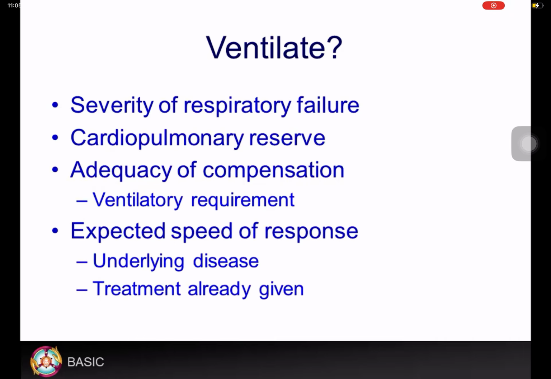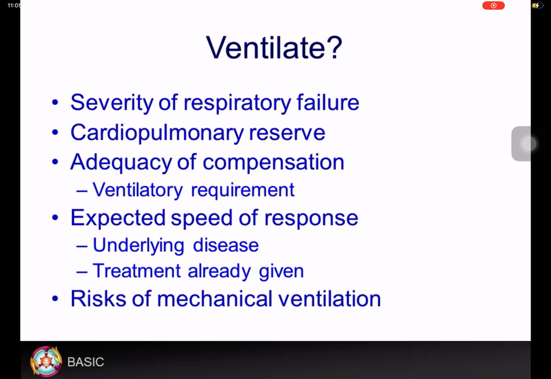Expected speed of response to treatment. This will depend not only on the underlying disease, but also on the treatment that has already been given. Thus, a patient with an acute asthmatic attack who has continued to deteriorate despite nebulized salbutamol and oral steroids is unlikely to respond rapidly. Risks of mechanical ventilation. These vary with the underlying disease. For example, the risks of mechanical ventilation in acute asthma are greater than the risks of ventilation in acute pulmonary edema.